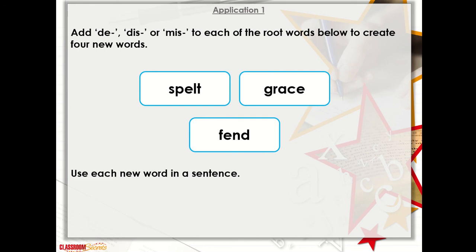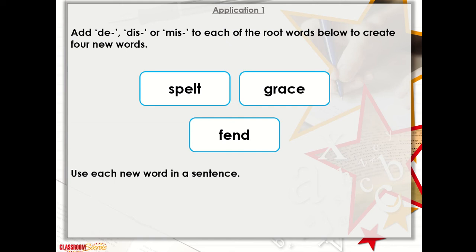We're going to move our learning on today in literacy, and we're going to use our knowledge of prefixes, that series of letters we put at the beginning of a root word in order to change it, and we're going to apply that knowledge to some reasoning and problems. So we've got three words here: spelt, grace and fend.